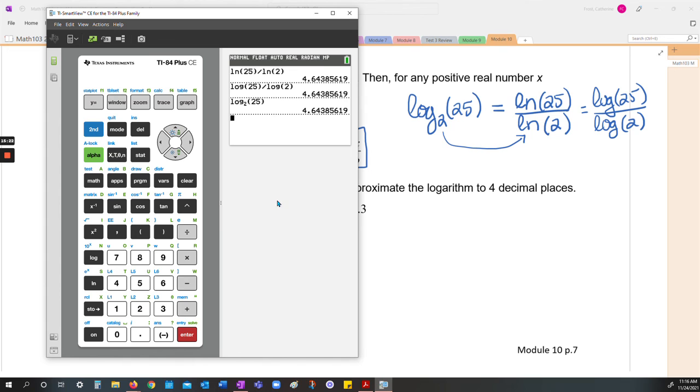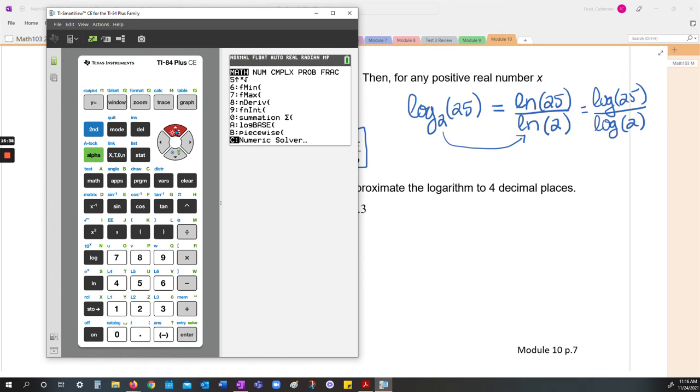So let's say I wanted to graph log base 2 of x. Let's clear all this mess out. For log base 2 of x, I could use the math menu if I have that available. But if I don't, I can still do it. So log base 2 of x is the same as taking, well, I'll just use natural log of x divided by natural log of 2.